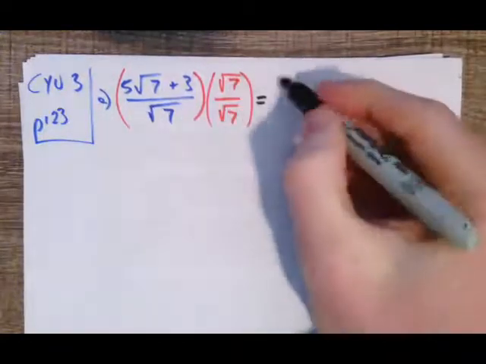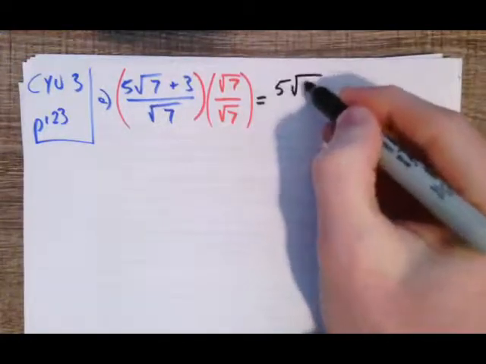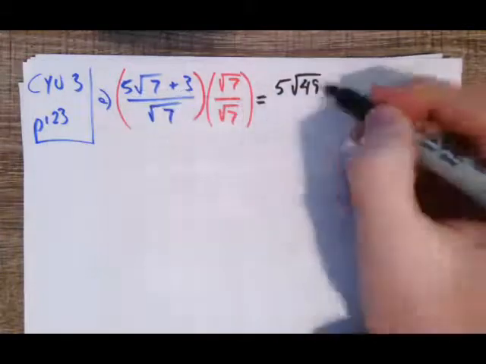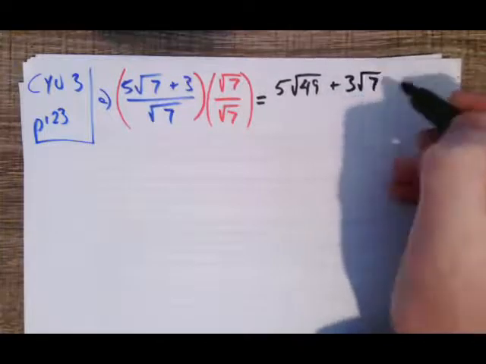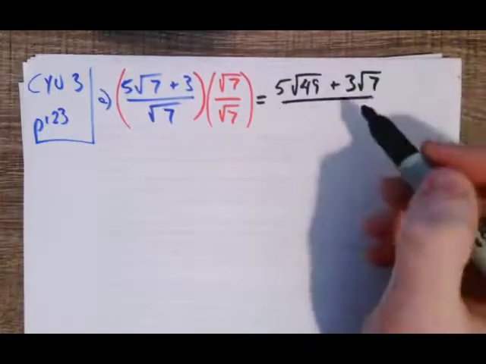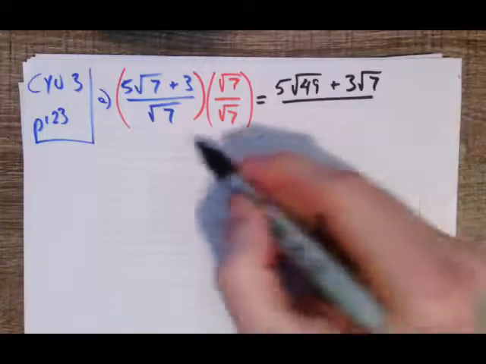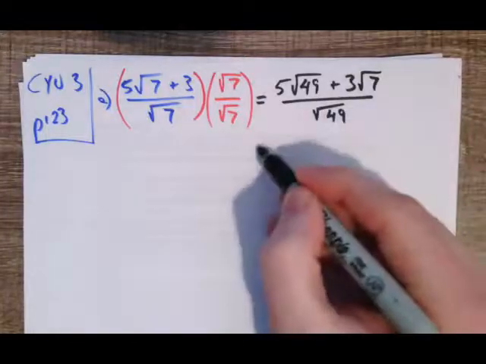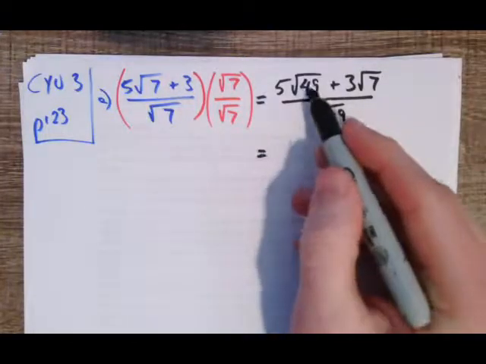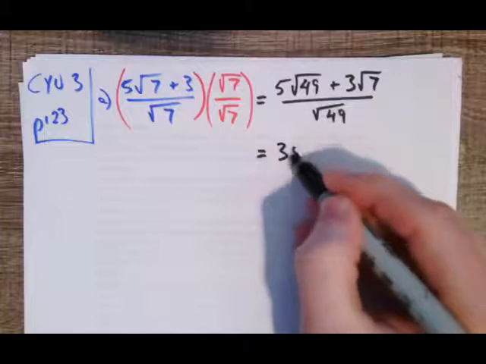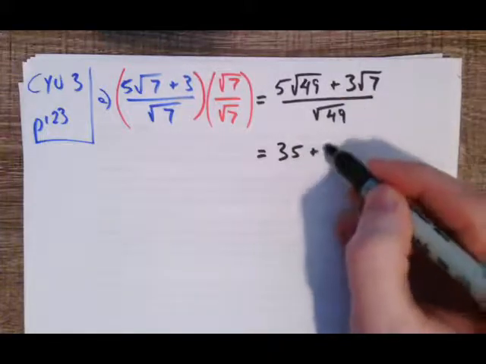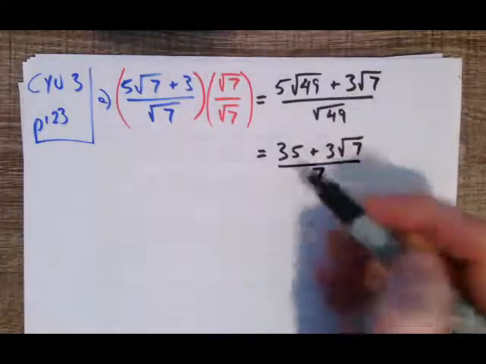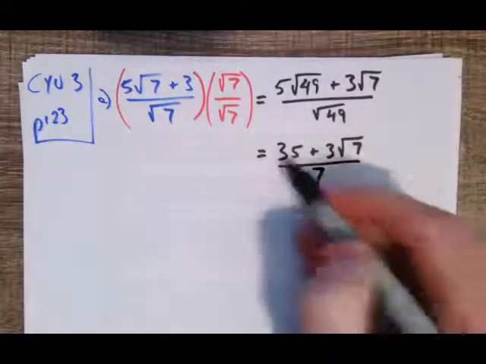5 root 7 times root 7 is 5 root 49. And then 3 times root 7 is 3 root 7. Root 7 times root 7 is root 49. Root of 49 is 7. 5 times 7 is 35, plus 3 root 7. That's it.